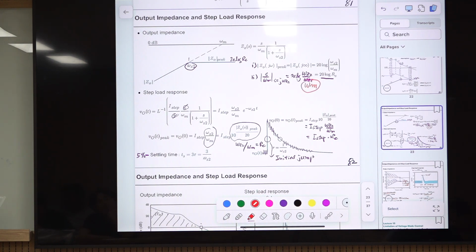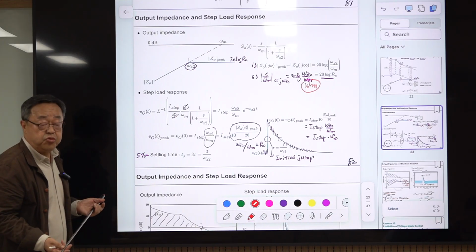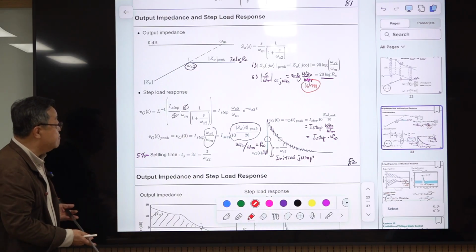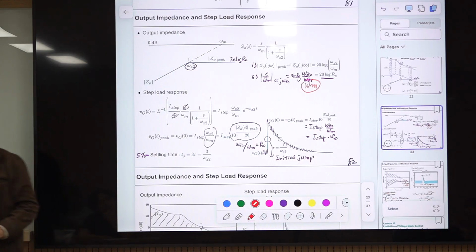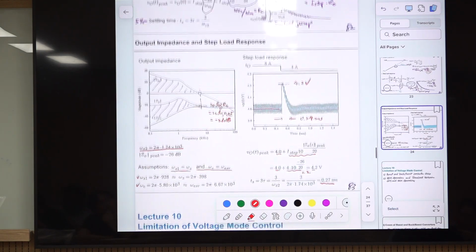Sometimes I make some minor mistakes. So I hope you students can catch them, right? Some simple mistake like this. Omega m there. And one important comment here.